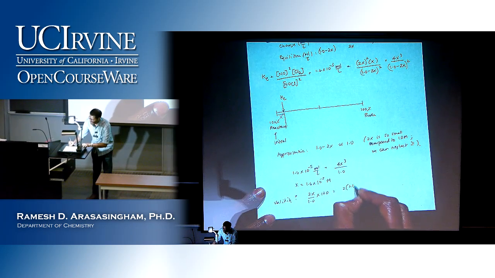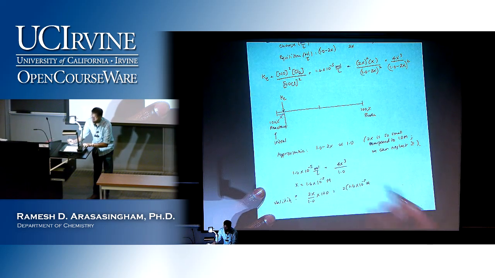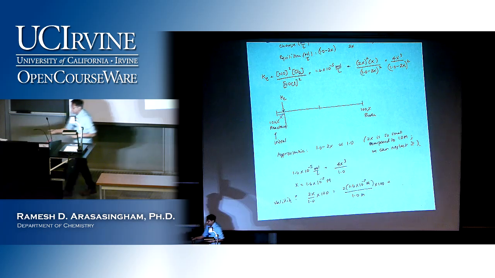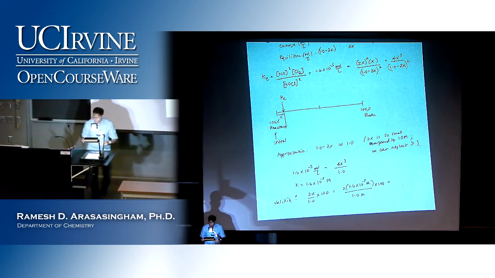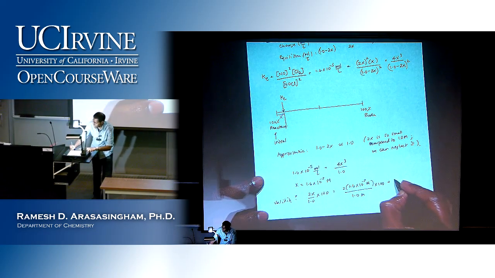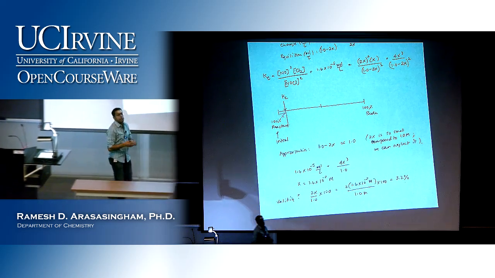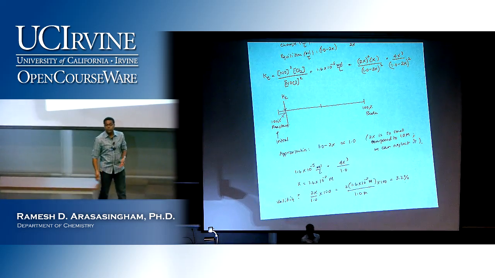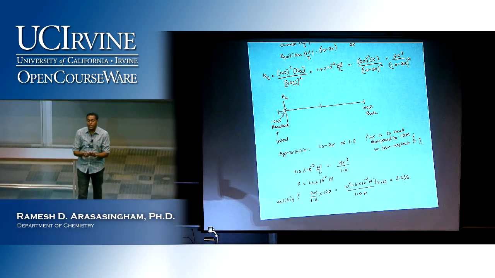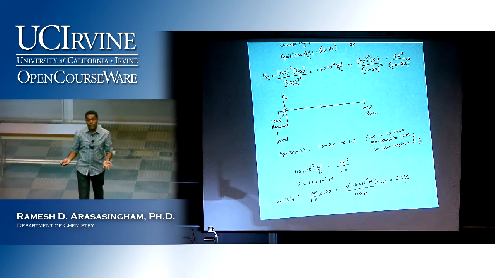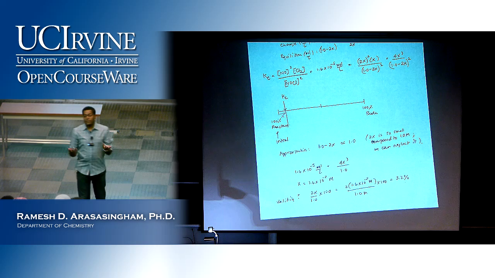2 times 1.6 times 10 to the negative 2 molar divided by 1 molar times 100. And if you work that out, that comes out to be 3.2%. So what that tells us is that if you compare 2x to 1, 2x is 3.2% of 1. All right? So now you have to ask yourself, is that good enough?